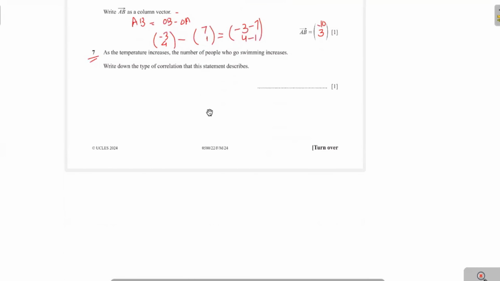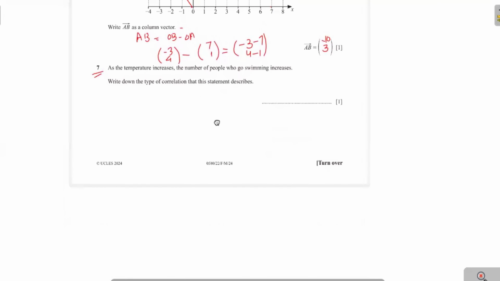Write down the type of correlation described in this statement. This is the positive correlation. When one value increases, the other also increases. Therefore, we write the positive correlation is the answer.